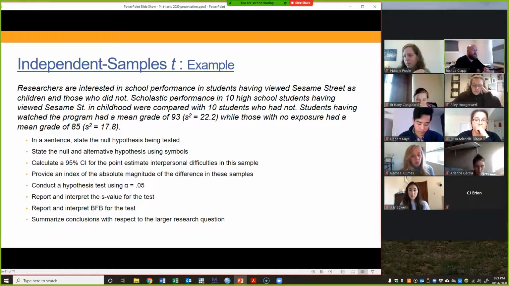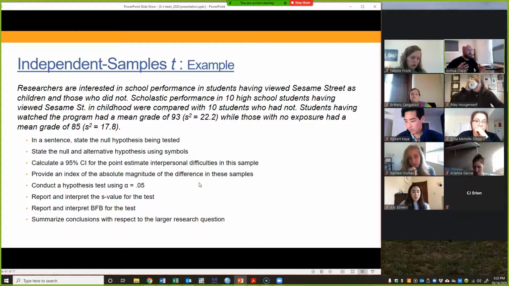Okay, so what we want to do is state the null hypothesis in a sentence. We want to report this using statistical notation, and calculate a 95% confidence interval for the point estimate of academic performance in the sample. Provide an index of the absolute magnitude of the difference in the sample. This is going to be our effect size. We're going to conduct a hypothesis test. We're going to report and interpret an S value, report and interpret a Bayes factor, and then pull it all together and provide our conclusions and inferences based on what we've gone through.